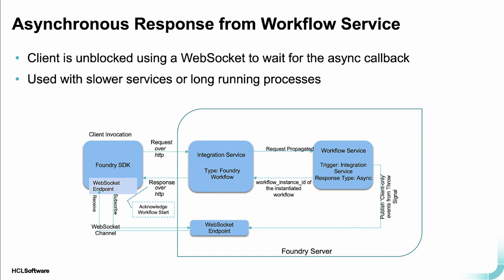And in the workflow, this is of type async that you have defined, and the publish client only event is thrown from the throw signal of that particular workflow, and that is received by the client application once that is completed. But immediately once the workflow is triggered, the instance ID is sent back to the client, and that is used by the Foundry SDK to track and listen to that particular endpoint, so to speak. So this is how the asynchronous response from a workflow works when it is invoked from a client.